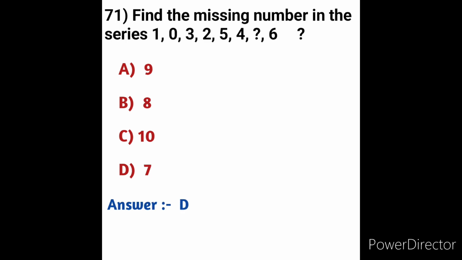We move on to question number 71. Find the missing number in the series. 1, 0, 3, 2, 5, 4. The question means, in between 4 and 6, what number will come. You will see the options here. Option A 9, option B 8, option C 10 and option D 7. Here option C is the correct answer.